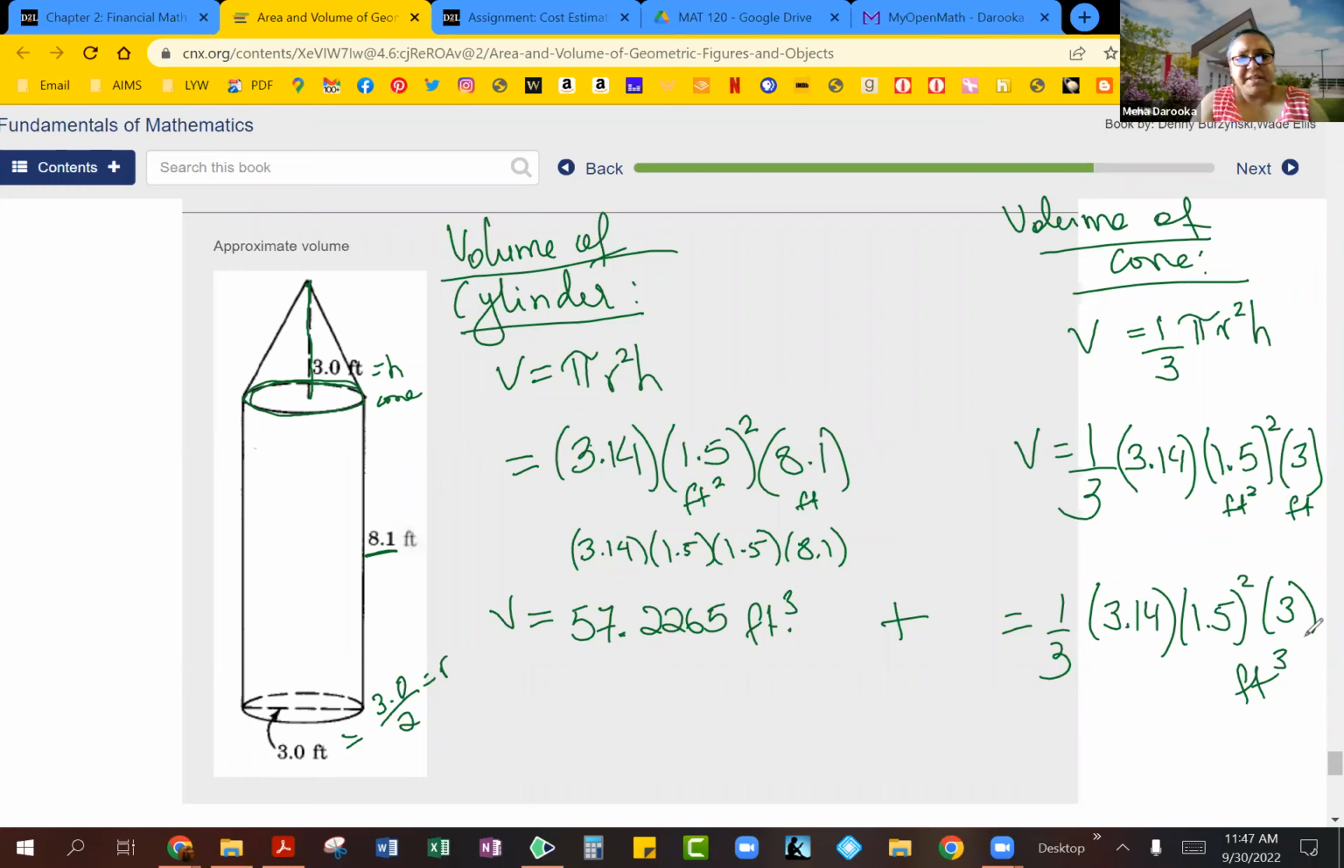Now, the other thing you guys can, of course, do, Terry, is leave the 1/3 as it is. You don't want to round that. So that's what I was just about to say. Take your 3.14, multiply it with the 1.5 squared and 3. Get that answer first and then just divide it by 3.